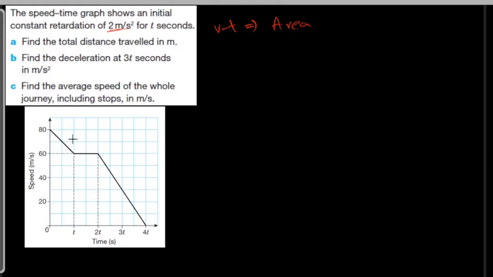The area in between the graph and the time axis gives us the distance traveled. Now to find the area we need time and the velocities. If you look at the time axis, the time is given in seconds, but it's given in a symbol: t, 2t, 3t and 4t. We don't know exactly how much this is, so we have to first find the time to get to the area. So how can we find t here?